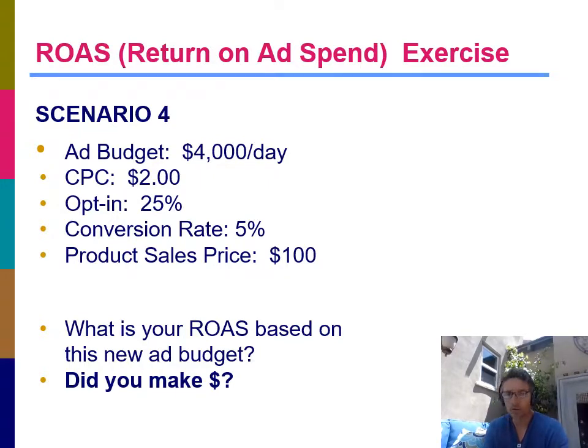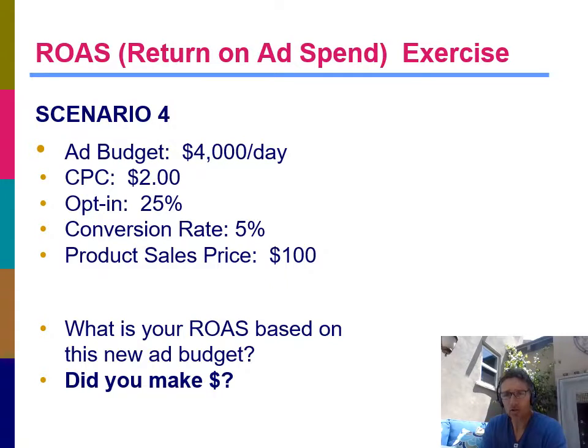Uh-oh. This tells us we are negative. For every dollar in advertising that we're spending, we're only getting 0.625, 62.5 cents back in sales. We are way negative. So that subtle change in the conversion rate has thrown our numbers way off. What do we do at this point? Shut down the ads as quickly as possible, right?